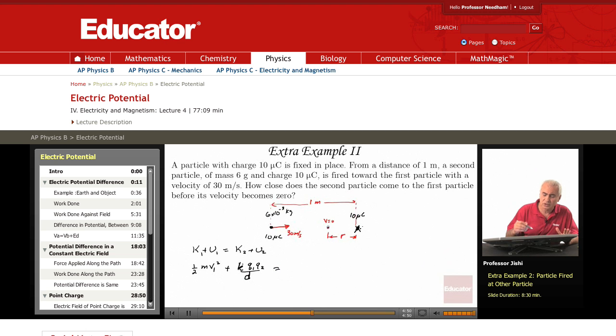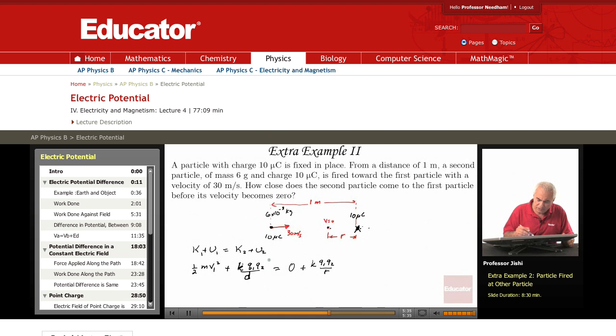Here the velocity is zero, so the kinetic energy is zero. v2 is zero. The potential energy here, again, I have two charges, Q1 and Q2, but now they are separated by a distance r. So plus k Q1 Q2 over r. The only unknown is r. Everything else is known. So d is 1 meter. Q1 is 10 microcoulombs. Q2 is 10 microcoulombs. m is given. v1 is 30 meters per second. So the only unknown is r.